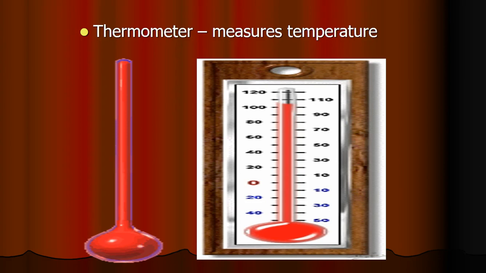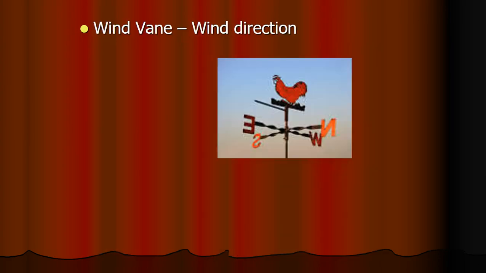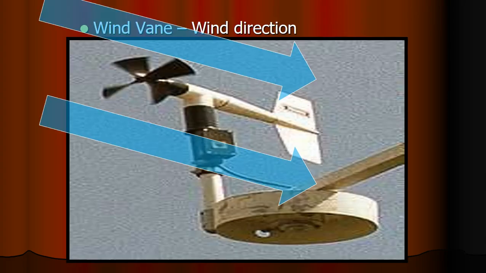Most people have had some kind of experience with a thermometer at one point in their life, most often when you're sick. The next one is a wind vane. A wind vane measures wind direction. Sometimes you see them like this, on the top of a barn. Other times they don't have a chicken on top of them. They look more like this. This is an electronic wind vane.